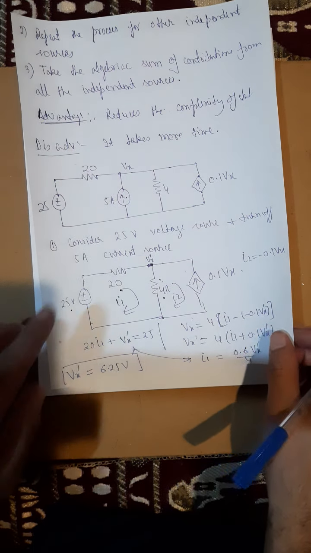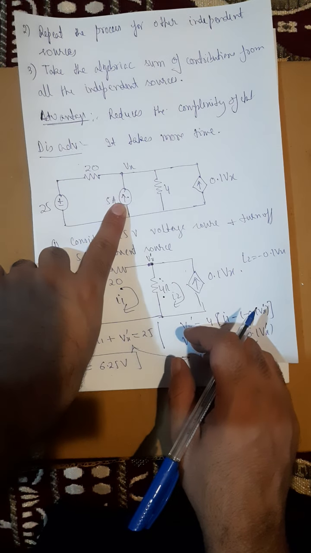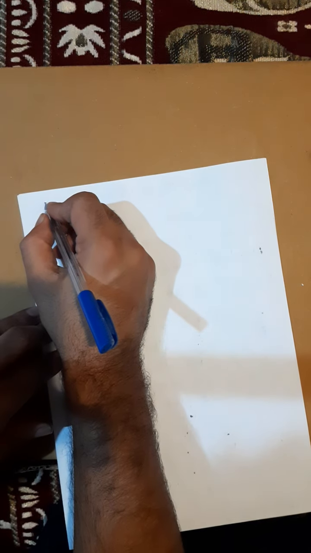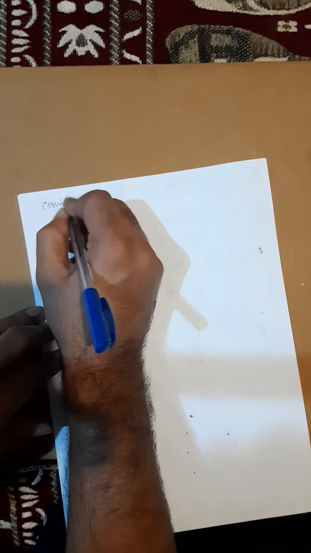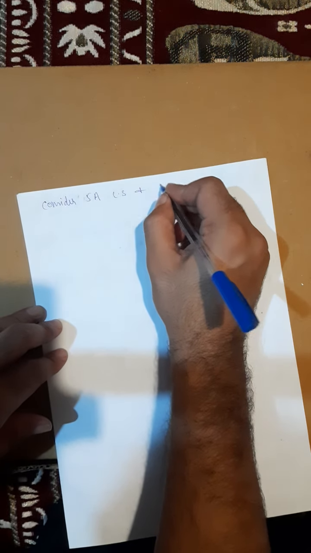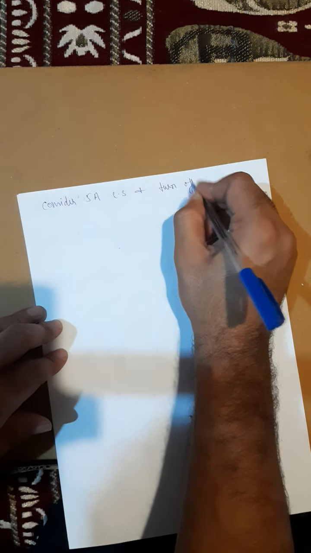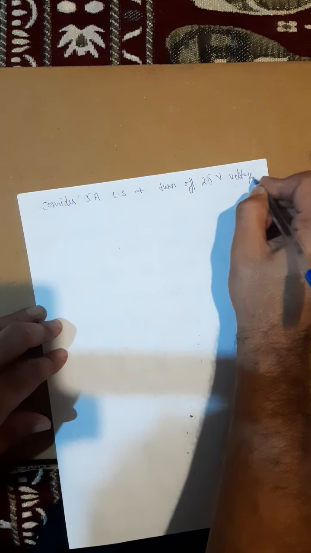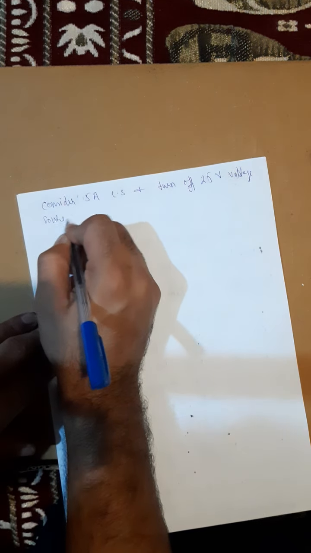Okay, now in the second case, I will consider only the 5 ampere current source and I will turn off the 25 volt voltage source. So how will the circuit become? Consider the 5 ampere current source and turn off the 25 volt voltage source. So the circuit will look like this.